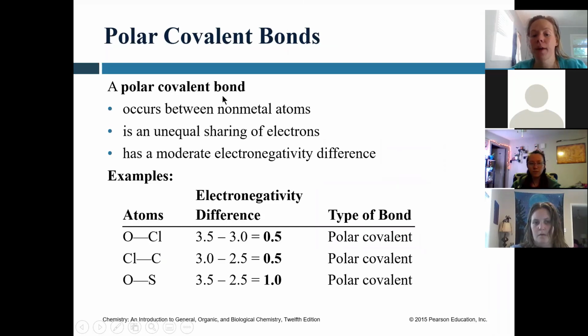Now, a polar covalent bond in this instance also occurs between two nonmetals. It has an unequal sharing of electrons, but it's still sharing the electrons. That's what makes it covalent. And it has a moderate electronegativity difference. So oxygen and chlorine, we've got a 3.5 for the oxygen. That's how greedy it is. The chlorine has a greediness of 3. The difference is 0.5. If we're at 0.5 or greater, we're going to have a polar covalent bond, meaning that they are still, in fact, sharing the electrons. The difference isn't so great that they've transferred the electrons, but they're not sharing them equally.